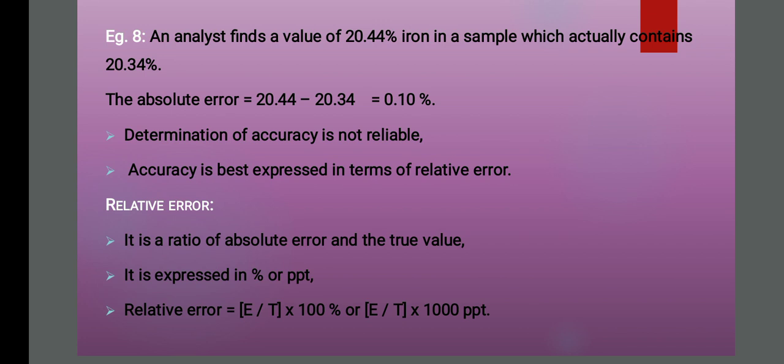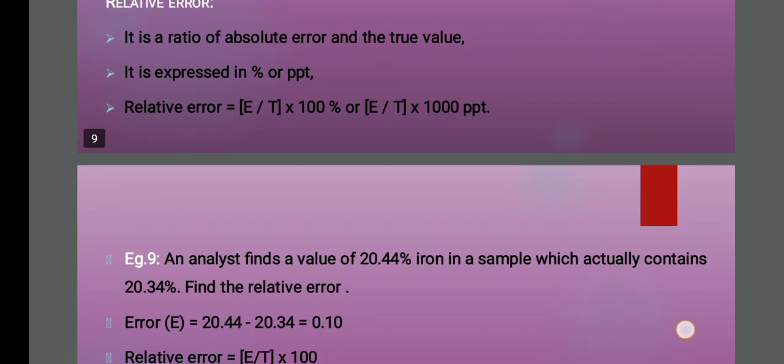It is expressed in terms of percentage or in terms of PPT. If it is expressed in terms of percentage, you have to multiply by 100. If it is expressed in terms of parts per thousand, you have to multiply the value by 1000. Okay? So I'll go with the next one.